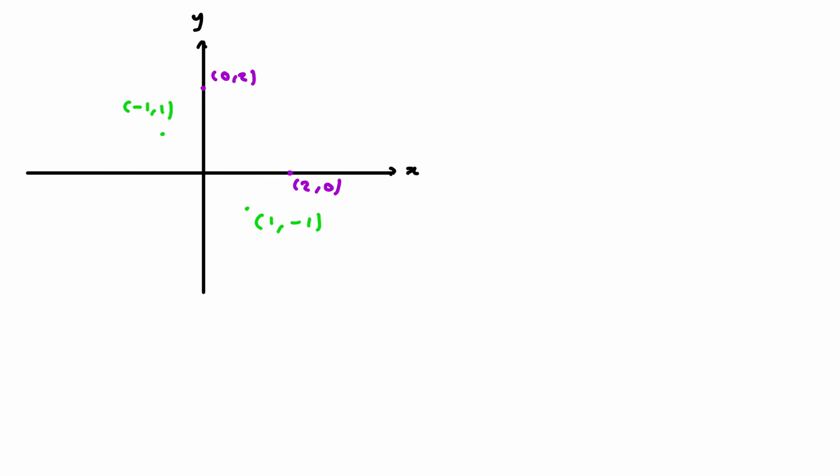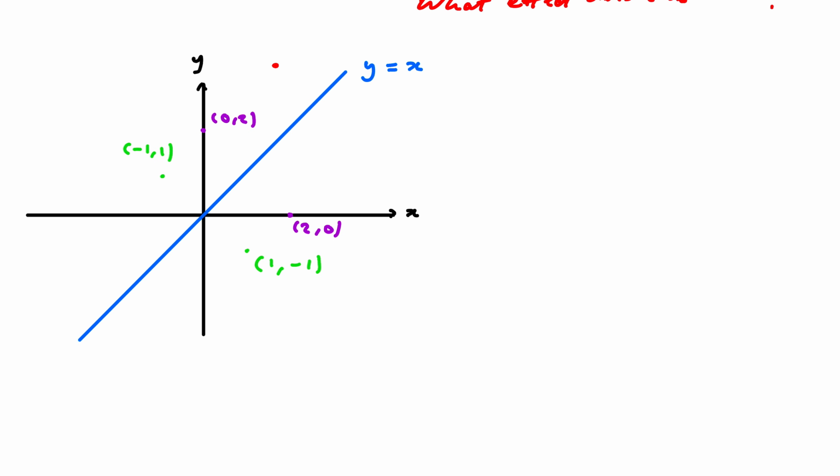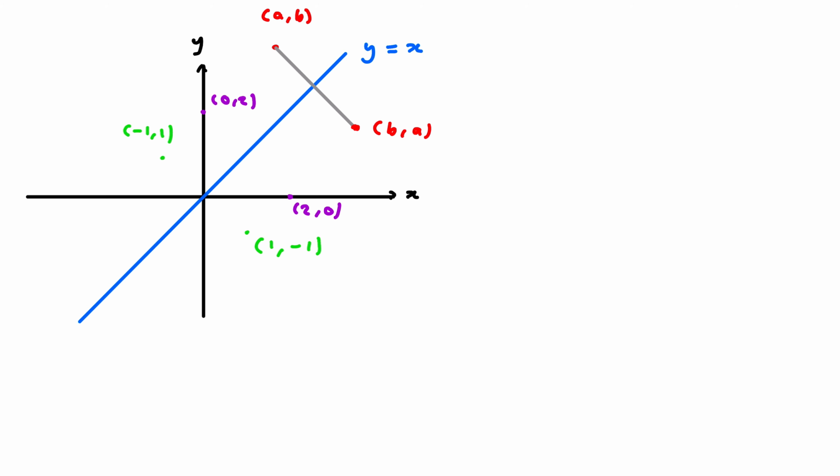If I was to draw the straight line straight through the origin like this, given by the equation y is equal to x, and I take any point at all, so if I take the point a comma b, let's say, and I write down b comma a, it has to be the reflection across this line. So exchanging the x and the y coordinates, what that does is reflect across this line, y is equal to x. And that's pretty believable.